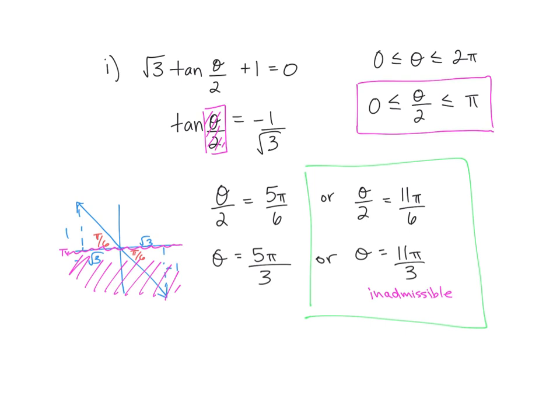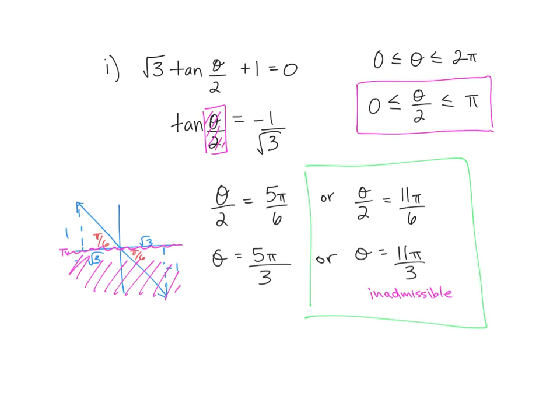But since we're dividing by 2, the opposite of dividing by 2 would be multiplying. I'm going to multiply both sides by 3, and I'm just going to reduce at the same time. And what you'll notice is we get theta is equal to 5 pi by 3 or theta is equal to 11 pi by 3. You should have a problem with that answer.